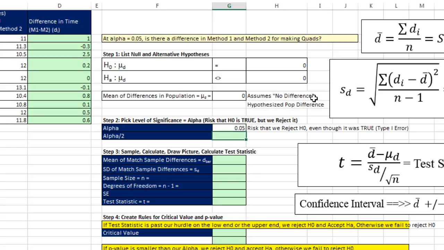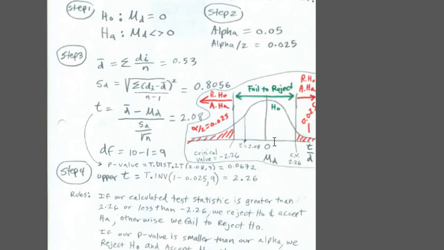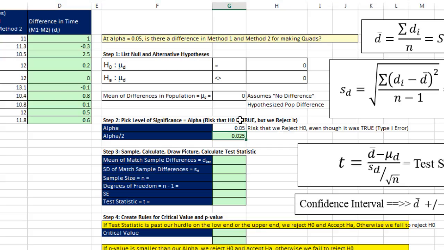Remember, alpha is the risk that we reject the null hypothesis even when it was true. Alpha divided by 2, we're doing a two-tail test, so we have to divide it by 2. There'll be 0.025 in either one of the tails. Now, if we were to draw a picture, that picture is over here in the PDF, it would look like this. Notice there's the 0, mu sub D. We'll have to calculate our critical values, beyond which, in that direction or this direction, we will reject the null and accept the alternative. Any test statistic that falls in here will fail to reject the null hypothesis. All right, so let's go back over to Excel.